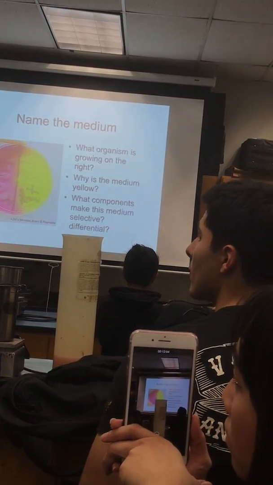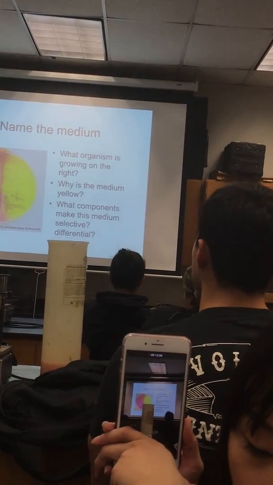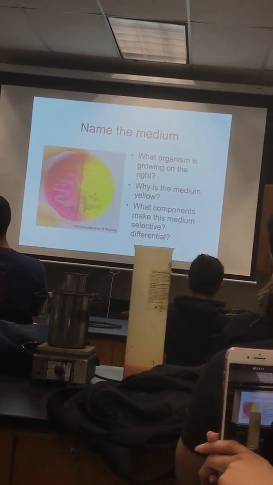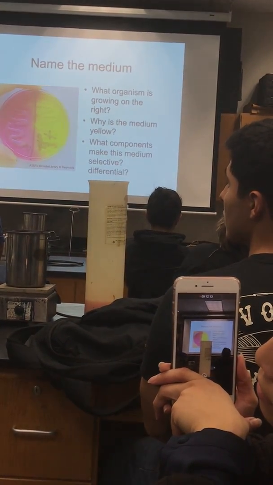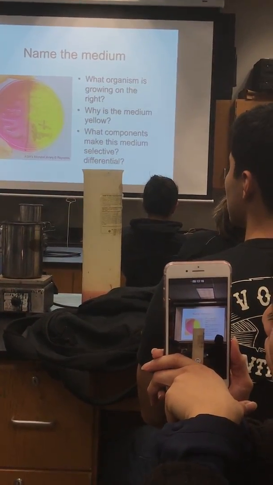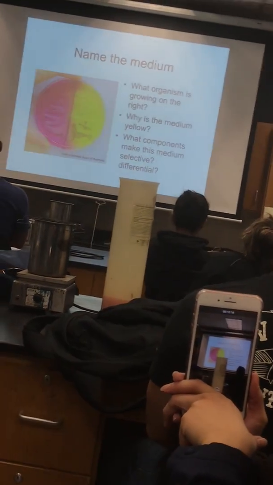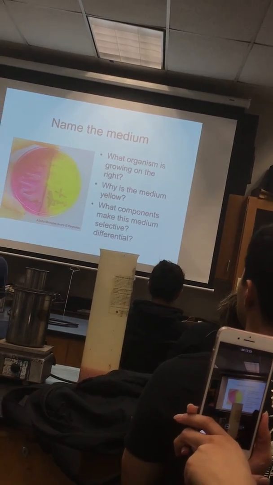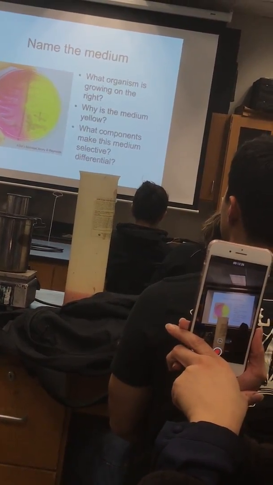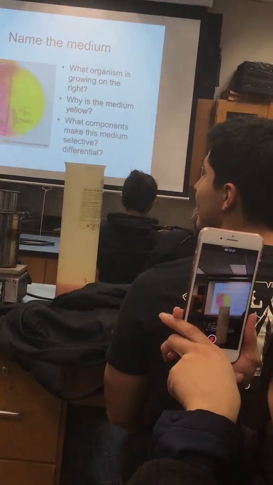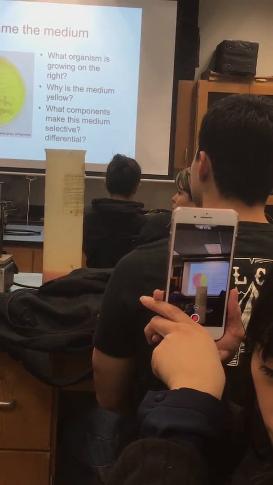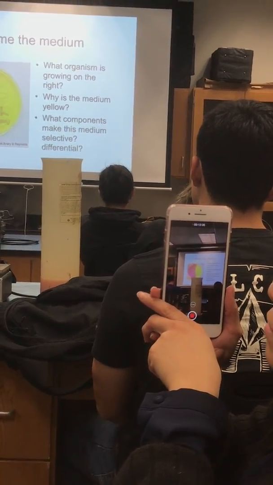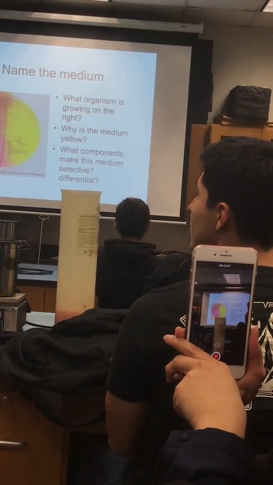The salt makes it selective for halotolerant organisms, which is typically staph. There are a few other halotolerant organisms, but it's primarily used for staph. And the component that makes it differential is... there are only two components, guys. The mannitol along with the phenol red indicator dye. We're differentiating mannitol fermenting from mannitol non-fermenting organisms.